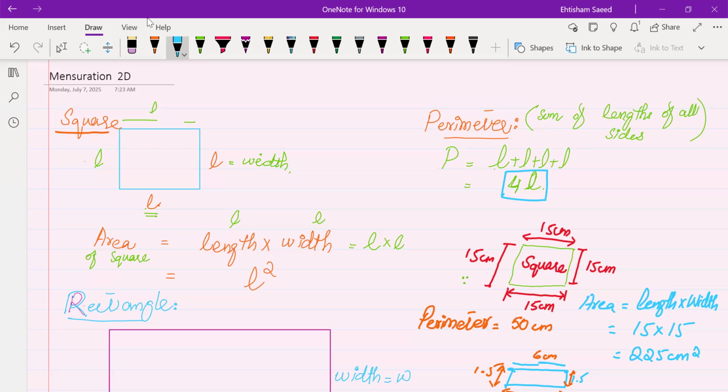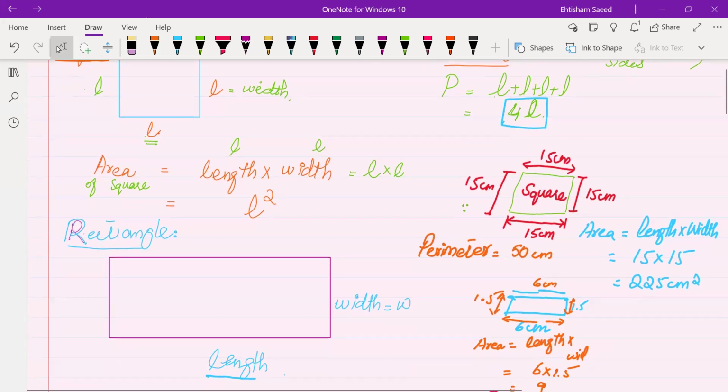Now talking about the perimeter of this shape, the perimeter is equal to the sum of lengths of all sides. So perimeter is equal to 15 plus 15 plus 15 plus 15, and this is equal to 60 centimeters.